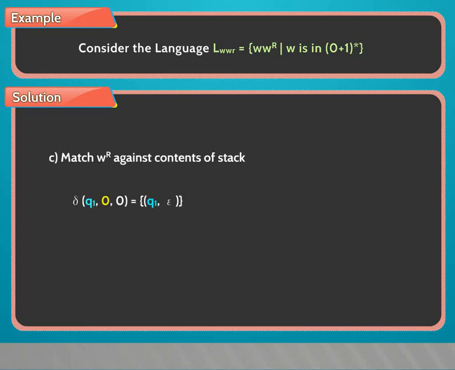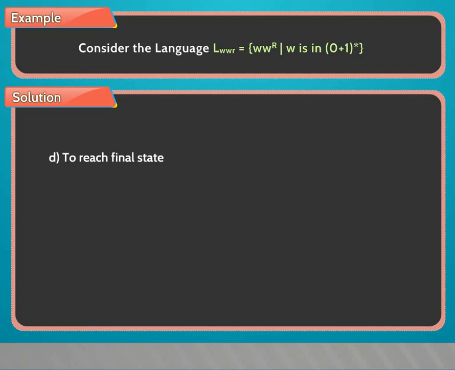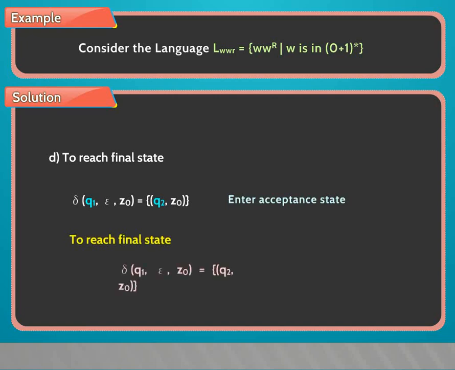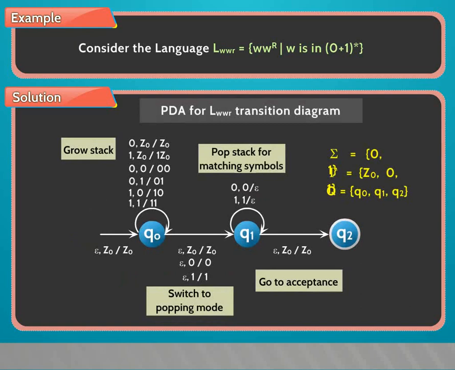δ(q1, 0, 0) = (q1, ε). δ(q1, 1, 1) = (q1, ε). Shrink the stack by popping matching symbols, that is the wR part. To reach the final state, δ(q1, ε, Z0) = (q2, Z0). Enter acceptance state. PDA for L_wwR transition diagram.